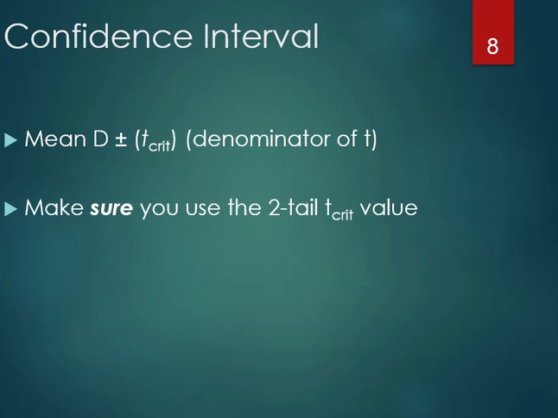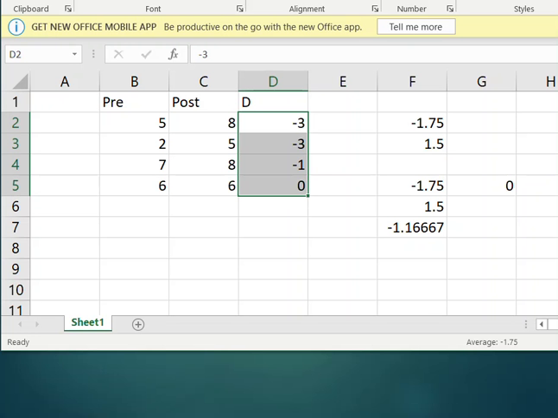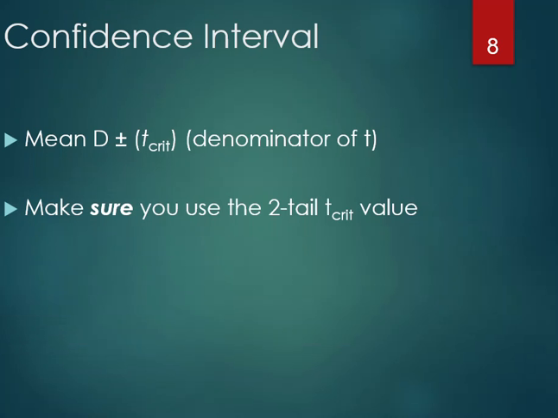Confidence interval is done the same way that we've been doing previously for the difference between the means. Mean difference is the difference between the means. It's the same thing. So in our example, where we have negative 1.75, it would be negative 1.75, plus or minus our standard error of the mean times our critical value. As before, you need to make sure that you use the two-tailed t-crit.